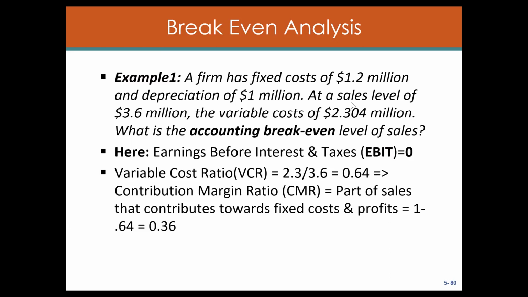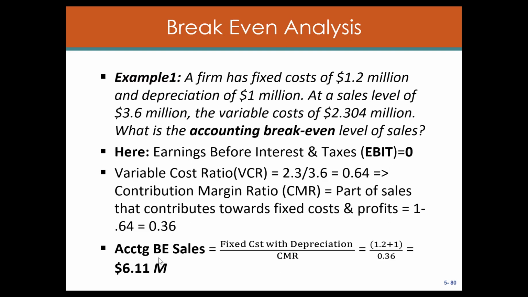The variable cost ratio here is 2.304 million divided by 3.6 million, which is your sales, which is 0.64. That means from every dollar of sales, 64 cents is variable cost. So what is my contribution margin ratio? That part of sales that contributes towards fixed costs and profits is 1 minus 0.64, that is 0.36. That means from every dollar of sales, I have 36 cents left to generate my profits and cover my fixed costs. So my accounting break-even sales will be my fixed cost plus my depreciation.